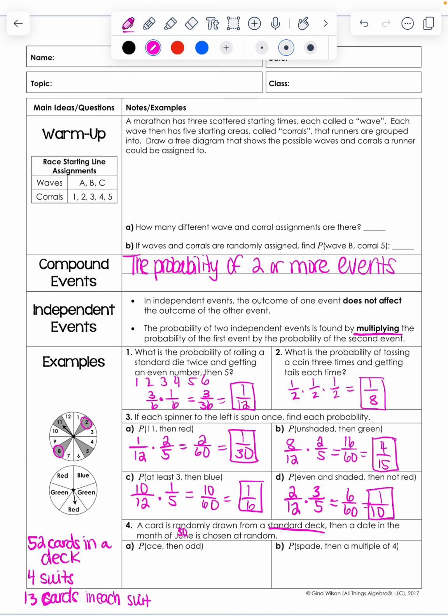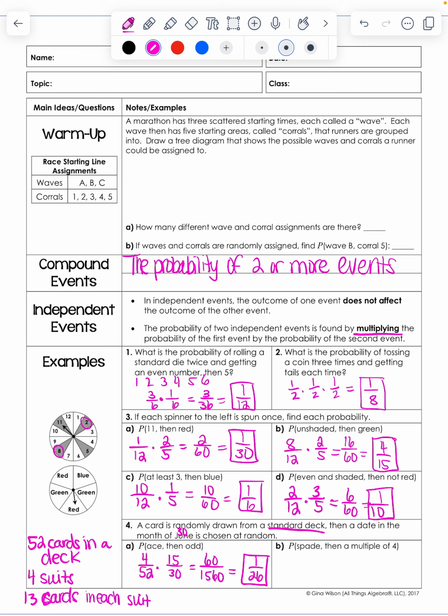So the probability of it being an ace, well, there are 4 aces in a standard deck out of 52. And then an odd number of June, so there's 30 numbers in June, half of it, 15, will be odd. So we would multiply this together, and you're going to expect to see some weird answers sometimes with probability. When you multiply this out, it would be 60 over 1,560, and that's 1/26 as our final answer when we simplify it.